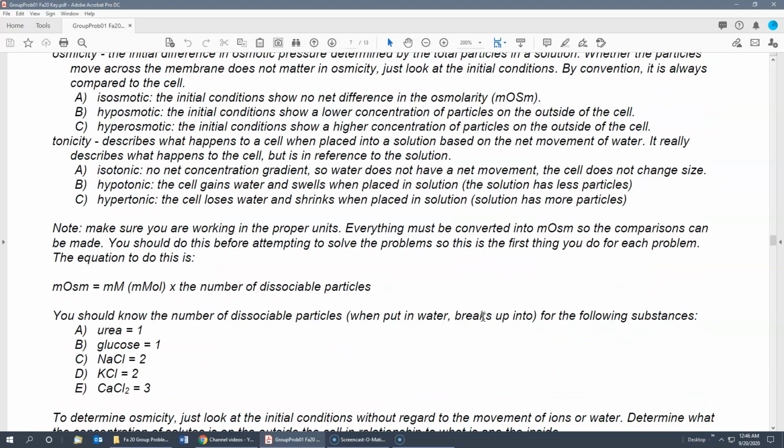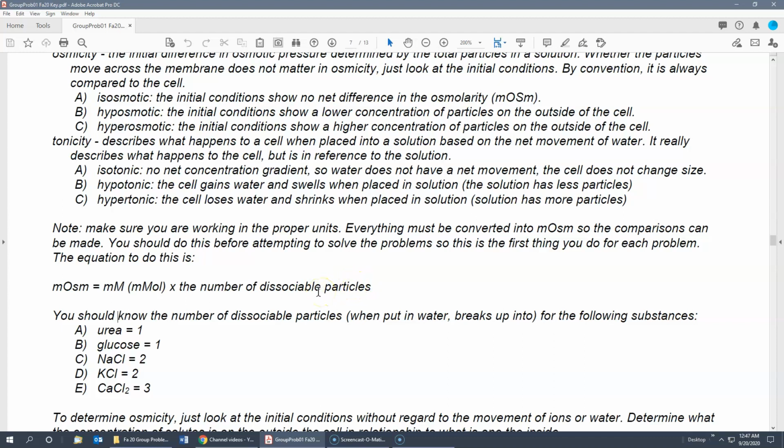So when you do these problems, there are a number of steps that you need to do. I think thinking about it in 5 steps really helps in general. Step number 1 is you want to make sure you're in the same units. Units matter. So when we look at units mattering, we should have everything in terms of the units of milliosmoles. So that's the MOSM, that's milliosmoles. And that's pretty easy. Just take the millimoles and multiply it by the number of dissociable particles.